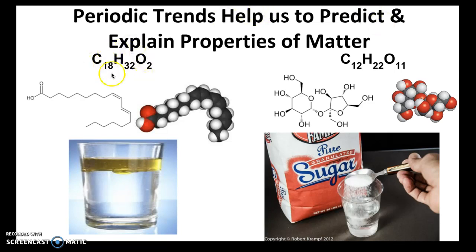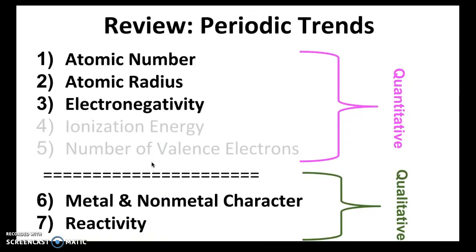If you start with a chemical formula, you can use that information to show how the atoms will be connected, and then from there that gives you the structure, and from the structure you can see if it's going to be soluble or insoluble. Now this may seem like a long process, but the basis of that process is understanding periodic trends. So we looked at these periodic trends, quantitative and qualitative trends.